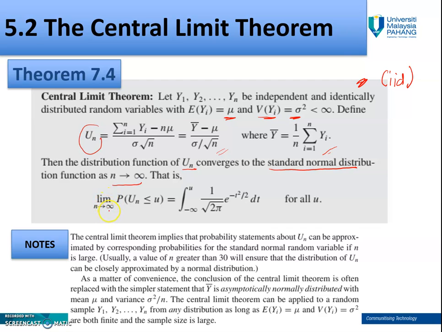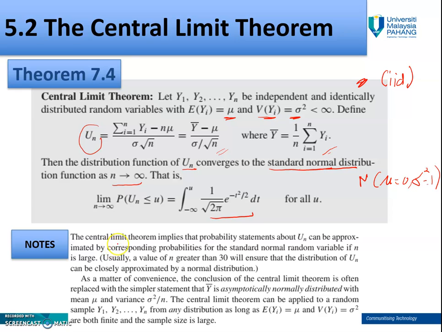So the limit as n goes to infinity, the probability of Un less than u is the integral from negative infinity to u of the normal density function. Here you can see that your standard normal has mu equal to 0 and sigma square equal to 1. When you substitute the values into the PDF of normal distribution, you will get this one for all u.